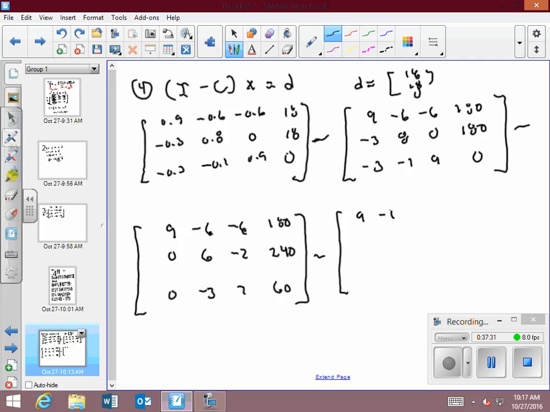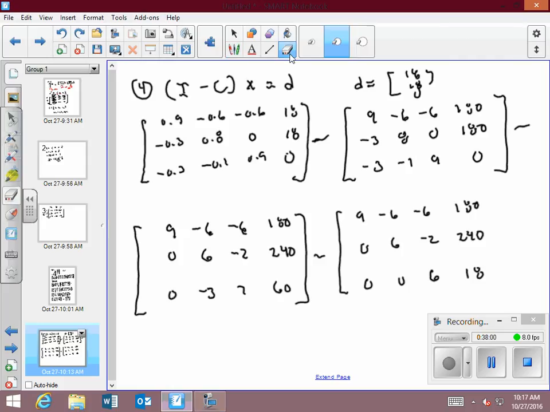Nine, minus 6, minus 6. And I'll do half of this row. 0, 0, 6. That's 120, that's 180. No, I better add. Yeah, that'd be 180. Half of 240 is 120, add 60 is 180.